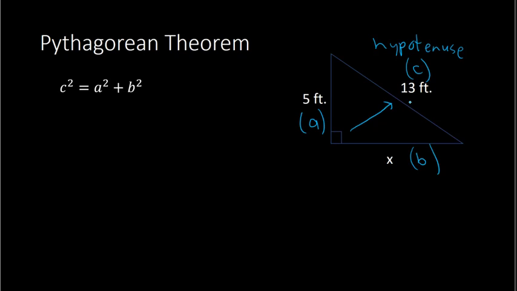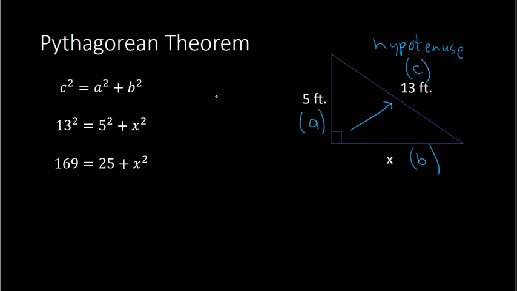We have 13 squared, so instead of c, we have 13 squared, equals, and instead of a, we have 5 squared, and instead of b, we have x squared. So then we can solve this. 13 squared is 13 times 13, which is 169. 5 squared is 5 times 5, which is 25. And then we have the x squared being added.